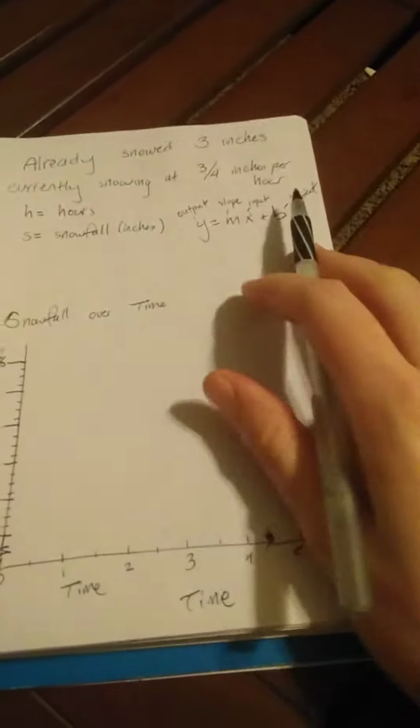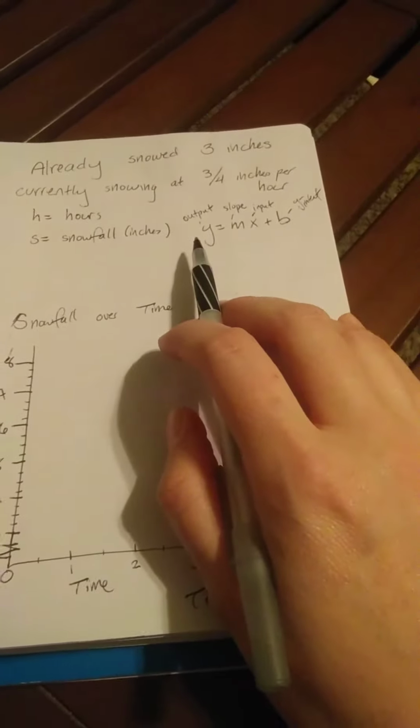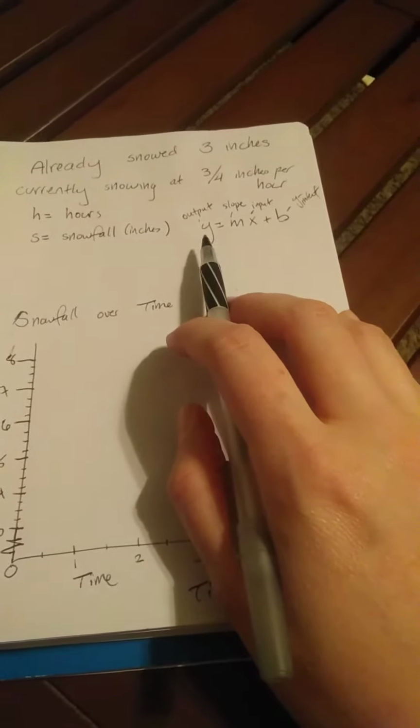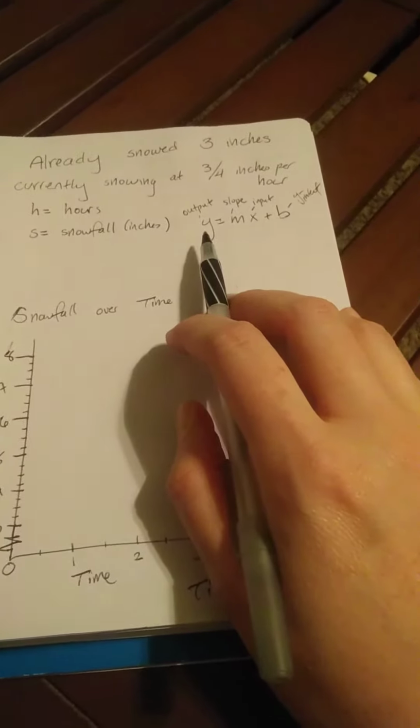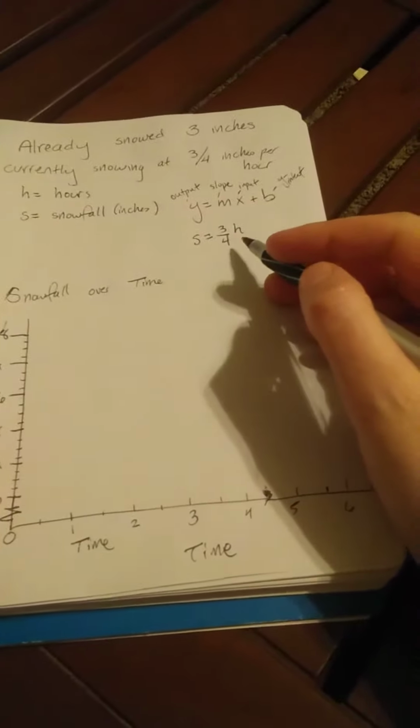So in our situation, we're looking for our output, which would be the amount of snowfall, so that would be S. Our rate of change, keyword for this is typically per or each, and that would be our 3/4, 3/4 of an inch per hour. Hour is our input, that's our independent variable.